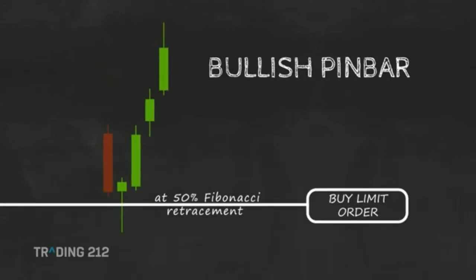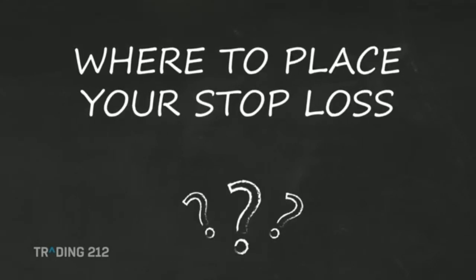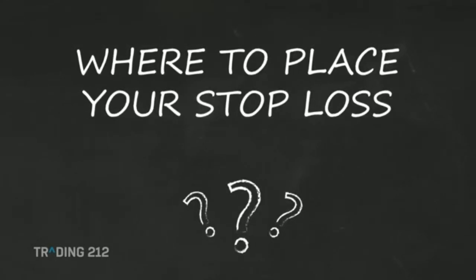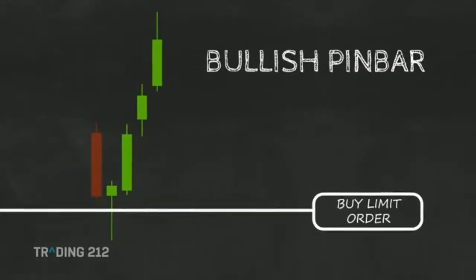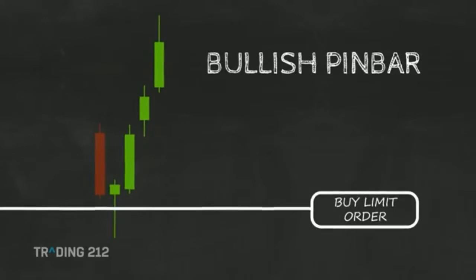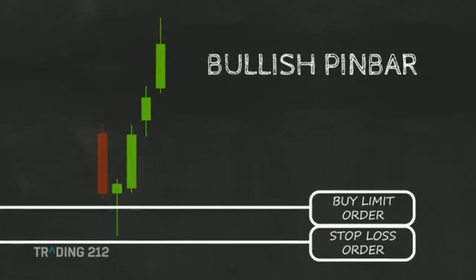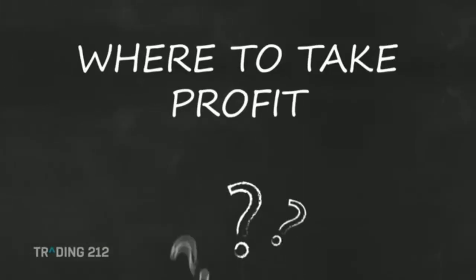Now that you have your entry in place, you need to decide where to place your stop loss. Basically, you should place your stop loss just above or below the pin bar tail. So for the bullish pin bar in our previous example, we would set a stop loss just below the pin bar tail. Where to take profit?